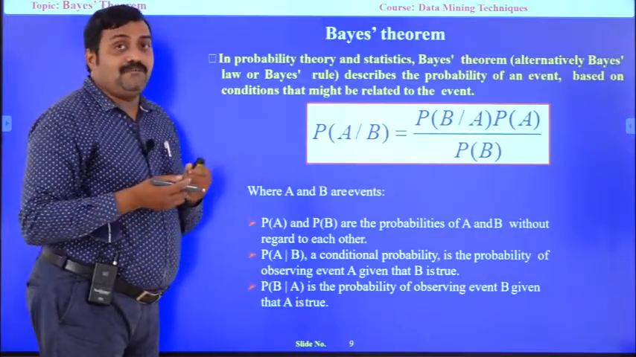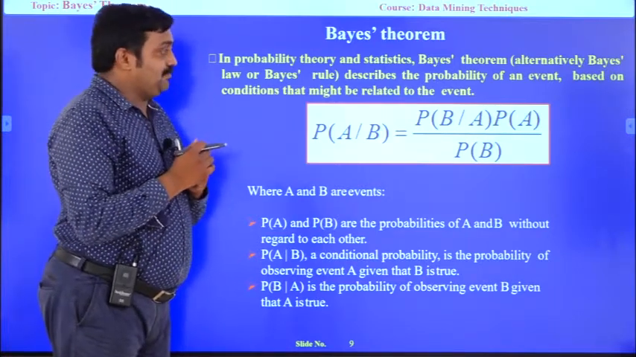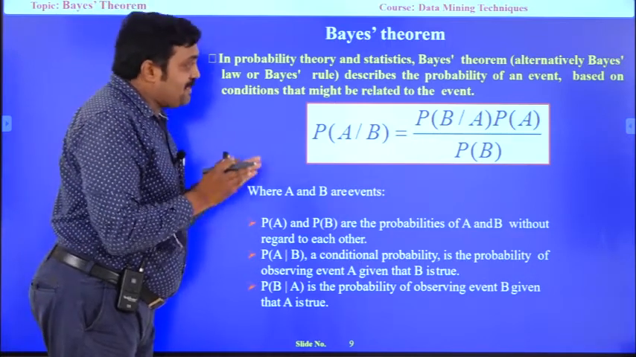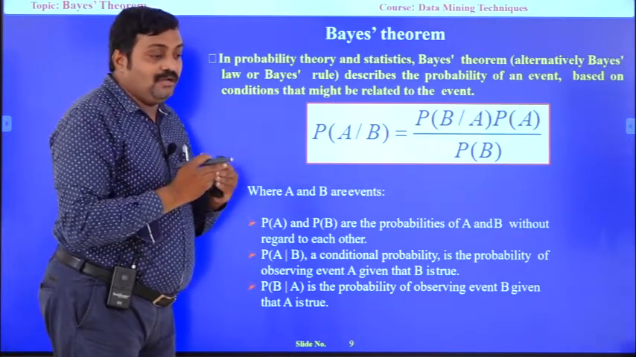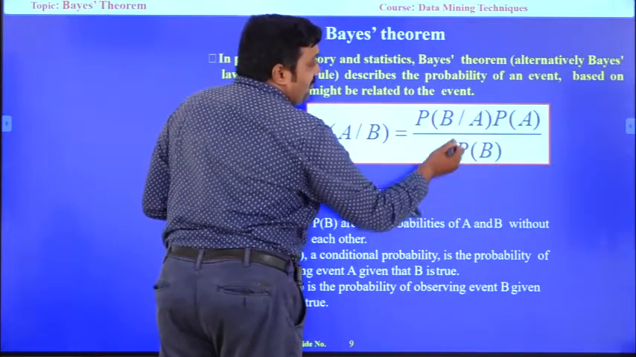Now coming to the major concept, that is Bayes theorem. In Bayes theorem, the major thing we need to do is work based on the evidence, that is B, based on the number of events as evidence.